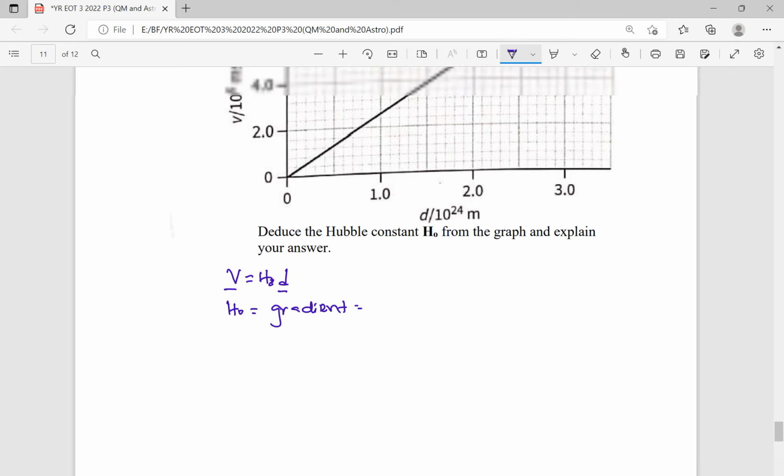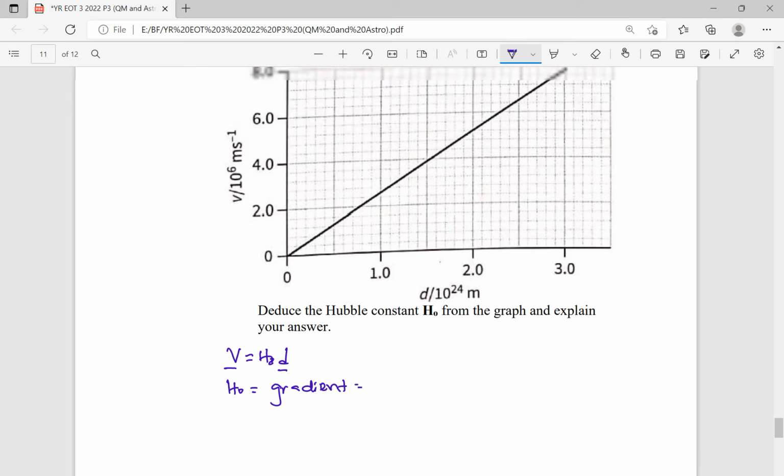If Hubble's constant equals the gradient, I will take simple values here. Maybe I can take this value, where on the y-axis we have 1, 2, 3, 4, 5. The scale on the vertical, I think it is 0.2. Is it 0.2? No. So that is 2 divided by 5, 0.4.